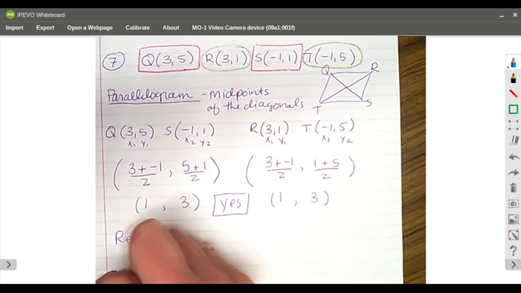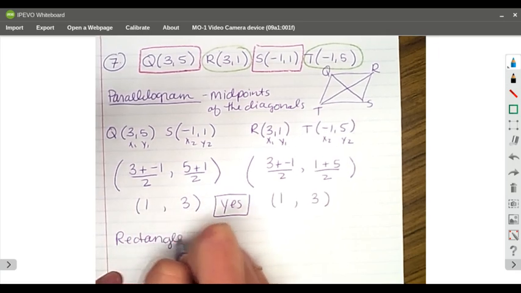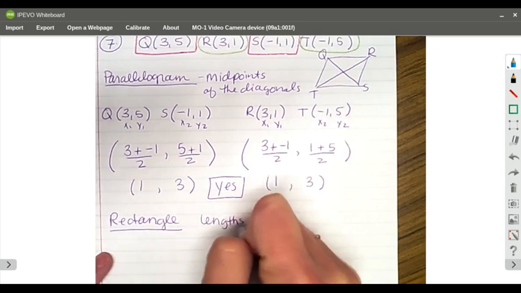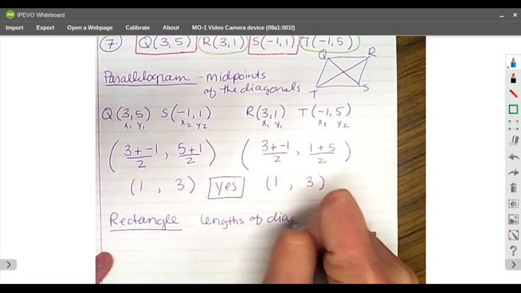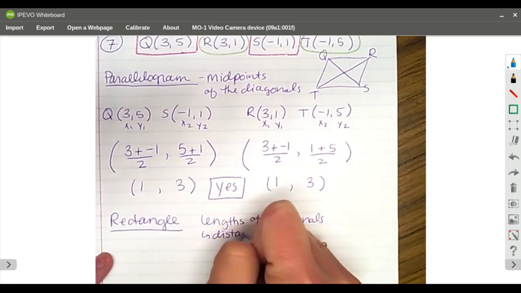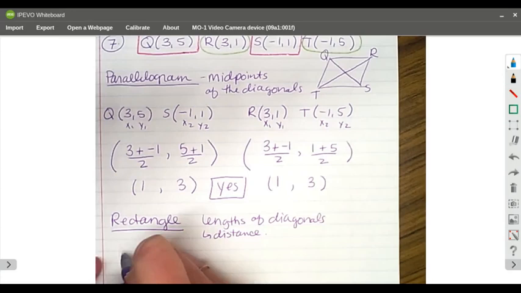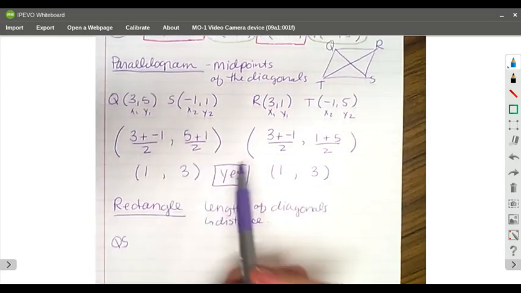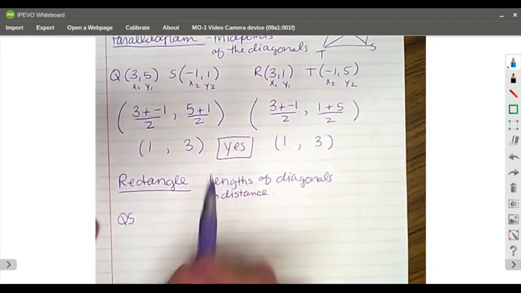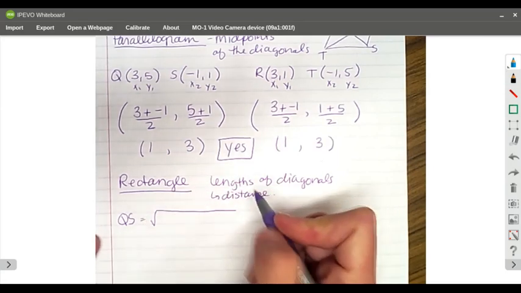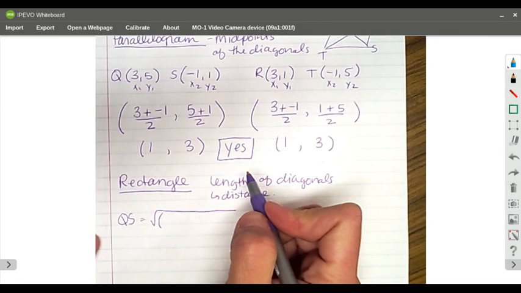Okay, after we do the parallelogram test, we do the rectangle test next. For the rectangle test, we want the lengths of the diagonals, which is the distance formula. So again, I'm using QS and RT. I already have it labeled right here, so I'm just going to use that label to plug into the formula. Remember, the distance formula is the one with the big square root symbol. You should have it on your notes. We wrote it out when we took notes on this.